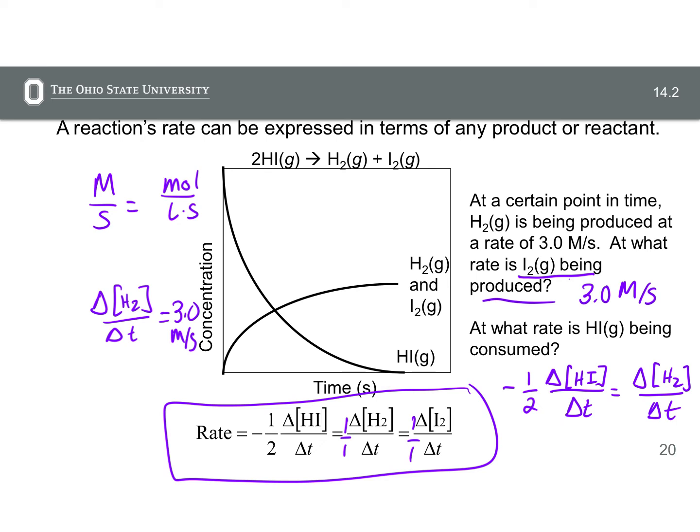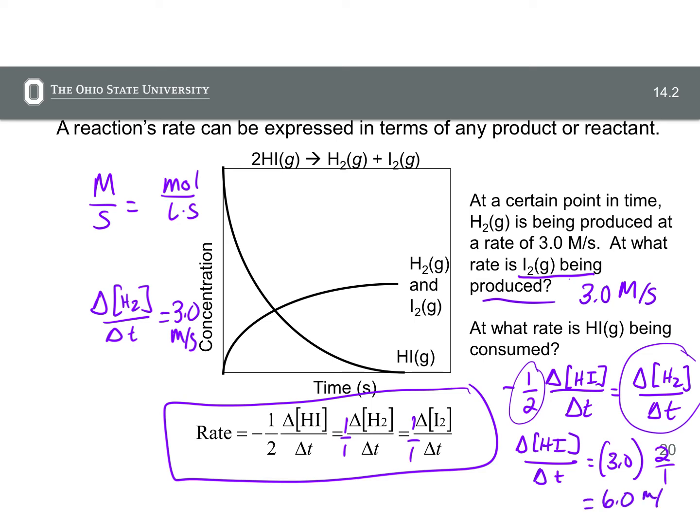And so what we really want to solve for is delta HI over delta t. We know this is equal to 3.0. We're going to multiply both sides by 2 over 1. And we'll end up with 6 moles per liter per second. And I have a minus sign because it's decreasing.